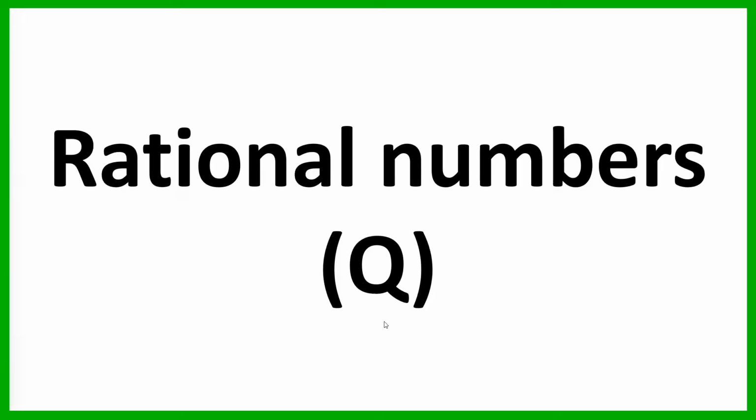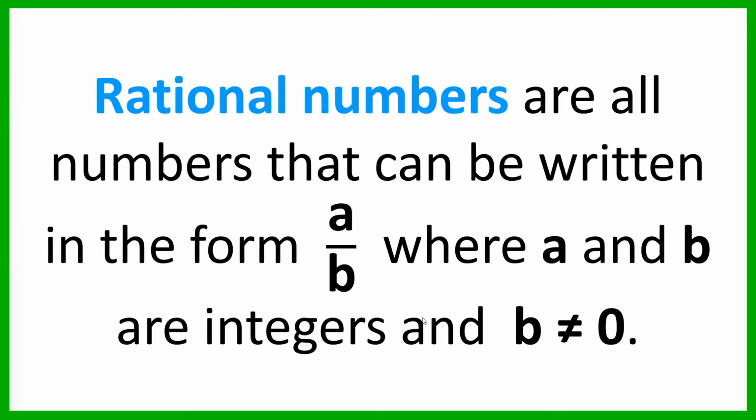Okay, so rational numbers are all the numbers that can be written in the form A over B, where A and B are integers. So they can be written as a common fraction. And B cannot be equal to 0, because if B is 0, it means you're dividing by 0, and then it's going to be undefined. Okay, you cannot divide by 0 ever. So rational numbers are numbers that can be written in the form A over B, where A and B are both integers and B is not equal to 0.